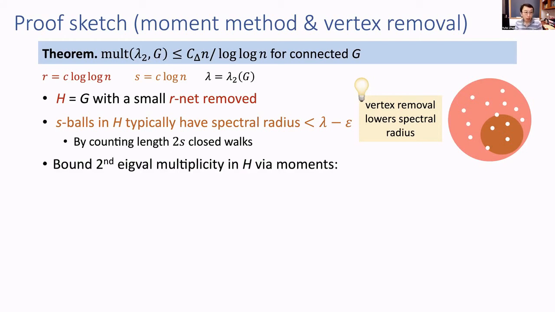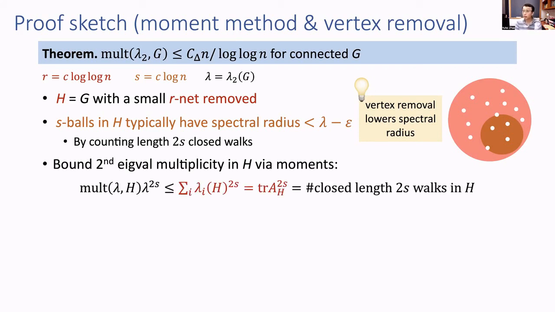We will bound the second eigenvalue multiplicity via moments. Of course, the moment method is pretty standard in spectral graph theory, and we use that here. But the key idea is noticing that net removal reduces spectral radius. So here's what we wish to bound: the multiplicity of lambda in H, the adjacency matrix of H. By looking at the 2s moment of H, which is also the trace of the 2s power of the adjacency matrix, on one hand, by dropping all the terms which are not lambda, we can get the lower bound, only keeping the terms that are exactly lambda. On the other hand, we also know that this expression counts closed walks of length 2s in H.